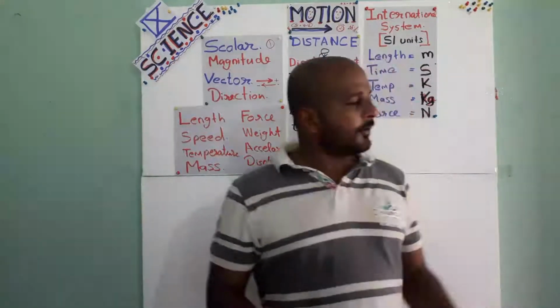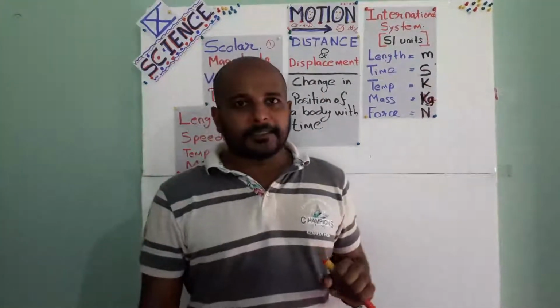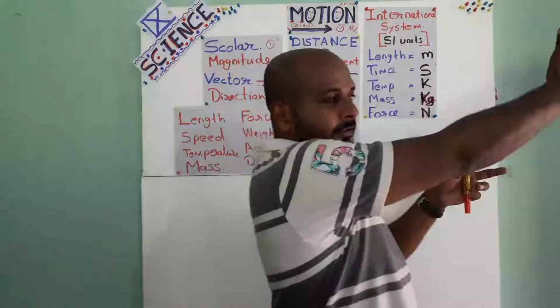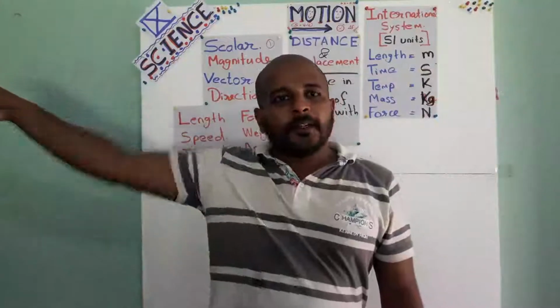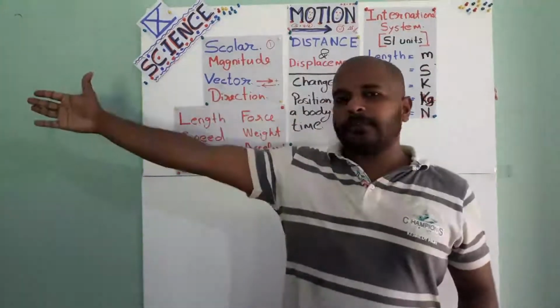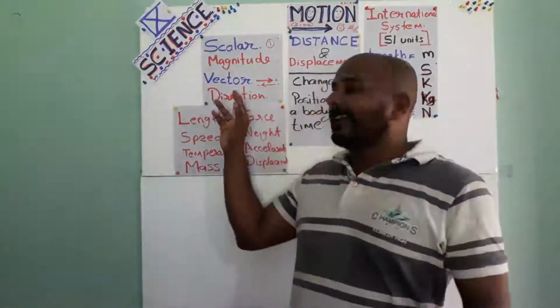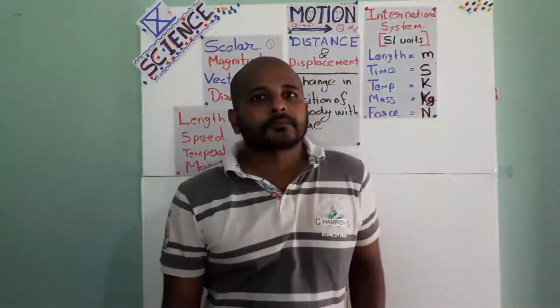If I am going to the market, I am going from this position to the market. So that is my direction. If the school is there, and I am going from here in that direction, that is my direction. So you know what this direction is. Understand? What is this magnitude?